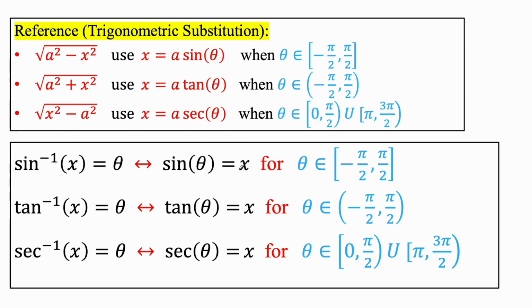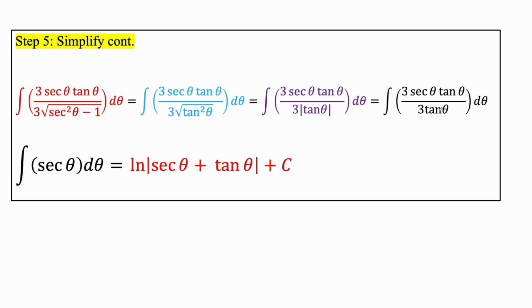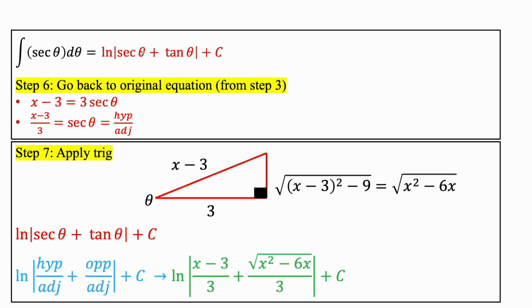So we'll continue on. And now you notice 3 tan theta, 3 tan theta, we get to cancel it out. Now all we have is the integral of secant theta d theta. And we know that that's going to be ln absolute value of secant theta plus tan theta plus c. So right now we have the form of theta. So we're going to go back to step 3.